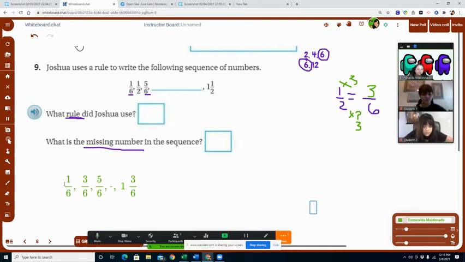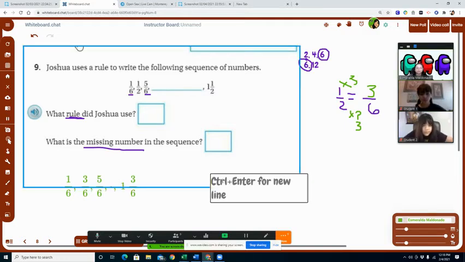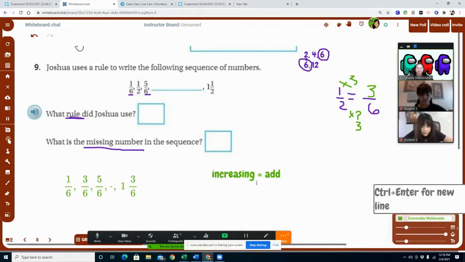So now we can tell, is this increasing or decreasing? Increasing, and it's adding by 2/6. Okay, so it's increasing because my numbers are getting bigger each time. So if it's increasing, is it adding or subtracting? Adding. So that means that part of my rule will be adding something, right? So it's add. How much am I adding by?